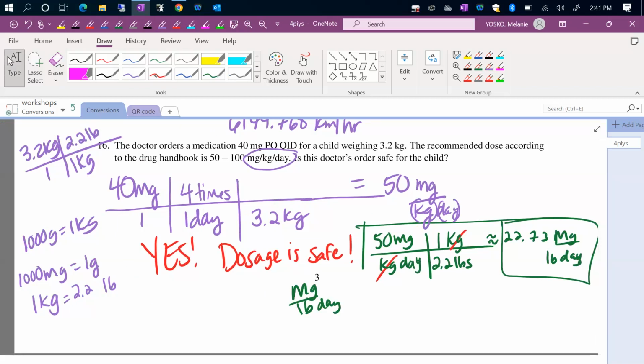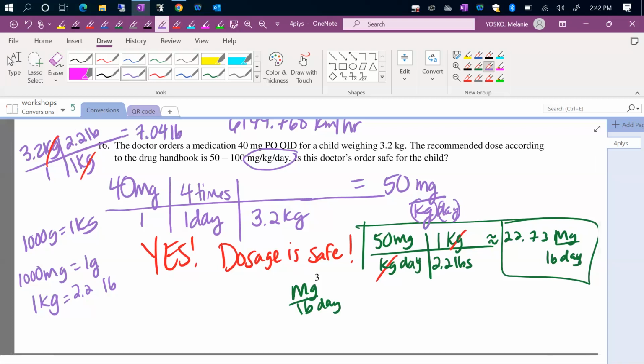So what is the weight of the child in pounds? A pound is smaller than a kilogram, so should the number get bigger or smaller? Bigger. We're going from a bigger unit to a smaller unit, so our number should get bigger. What do you get? 7.04 pounds, yes.